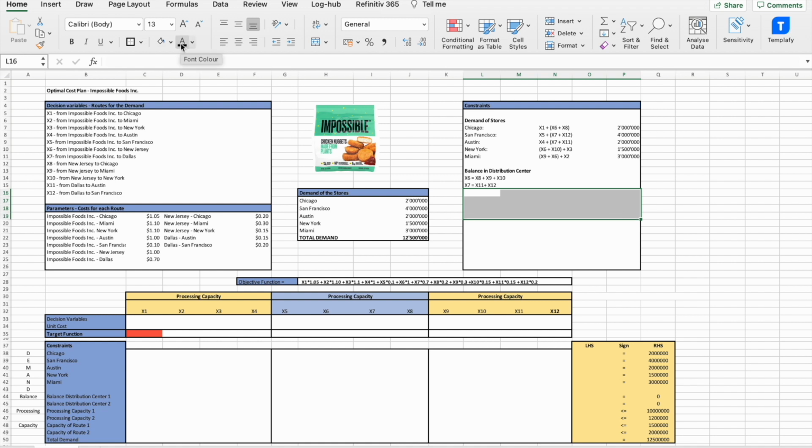Coming to our third constraint, regarding the processing capacity in the distribution facilities. These constraints show that the distribution centers cannot receive more chicken nugget packs than they can process.